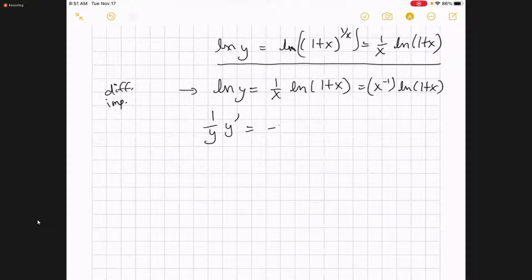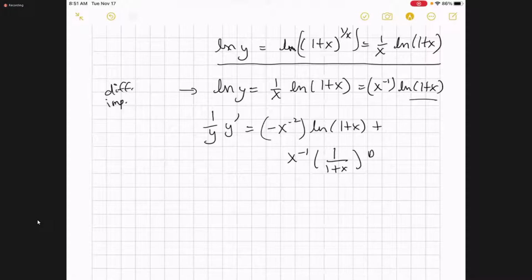Okay. Minus x to the minus 2 is the derivative of x to the minus 1. And so we're using the product rule. And then plus x to the minus 1 times the derivative of ln of 1 plus x, which would be 1 over 1 plus x times the derivative of 1 plus x. But you have to use the chain rule. But the derivative of 1 plus x is just 1.